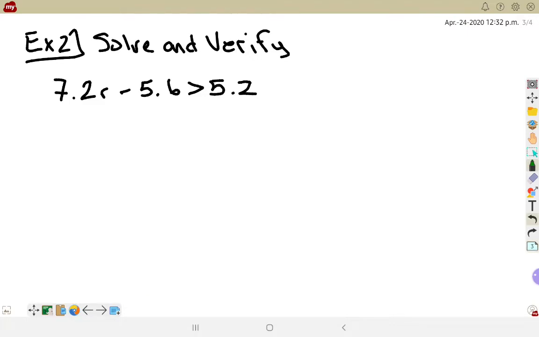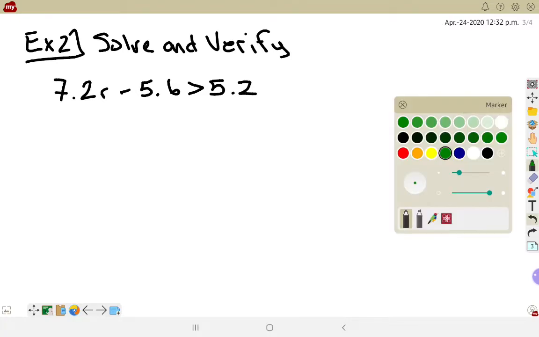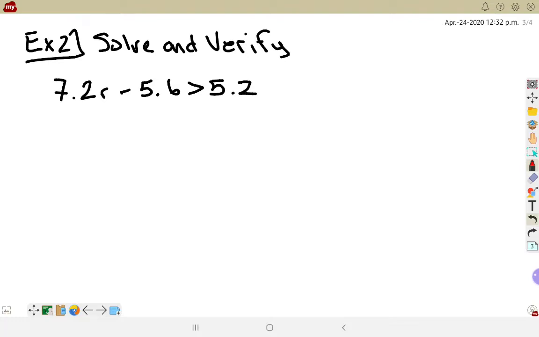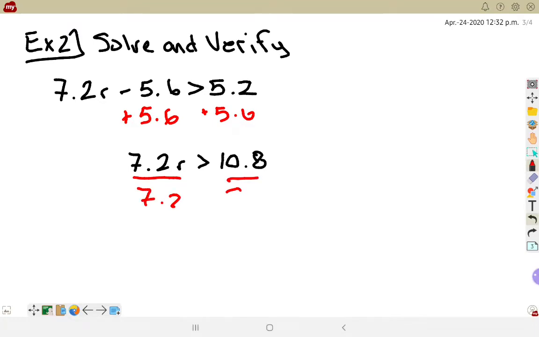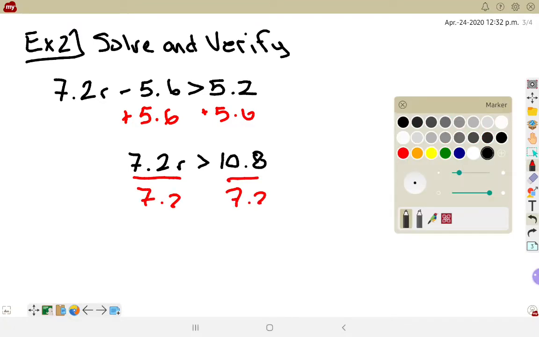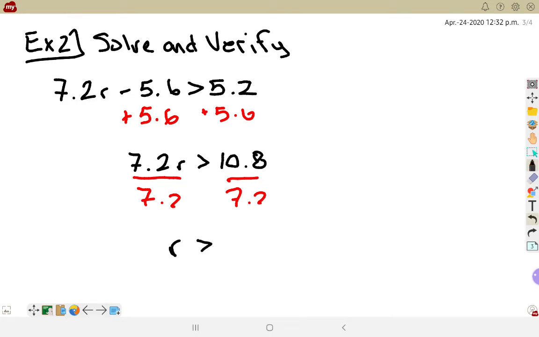Alright, so I got 7.2 times r minus 5.6 should be greater than 5.2. Okay, so I'm going to start off by getting rid of the constant. So I'm going to add 5.6 to both sides. And this now leaves me with 7.2r is greater than 10.8. Okay, and then we're going to divide both sides by that 7.2. And that leaves us with r is greater than 1.5.